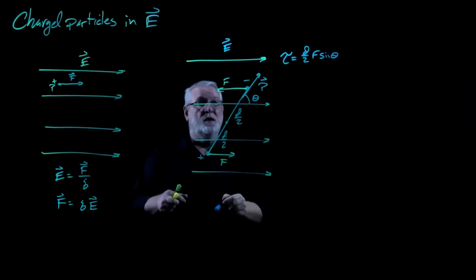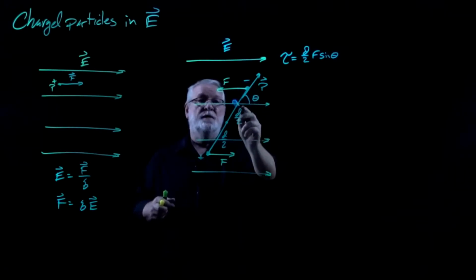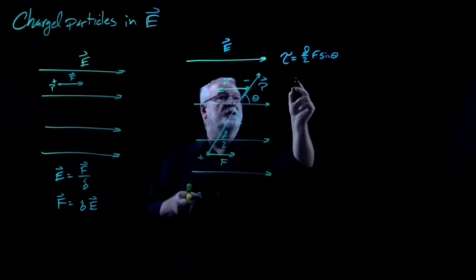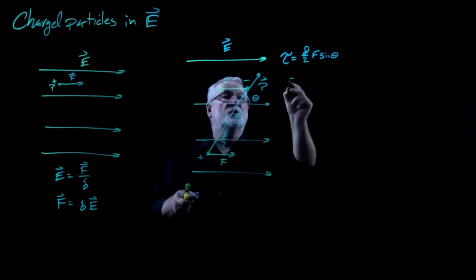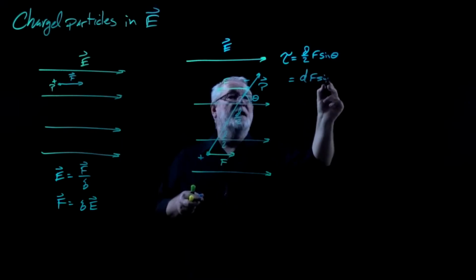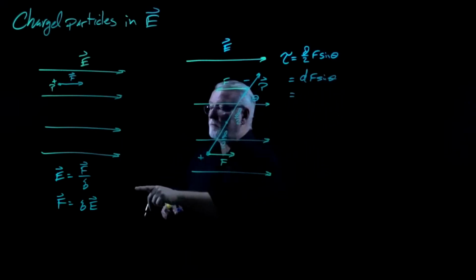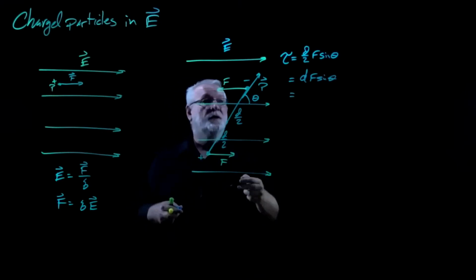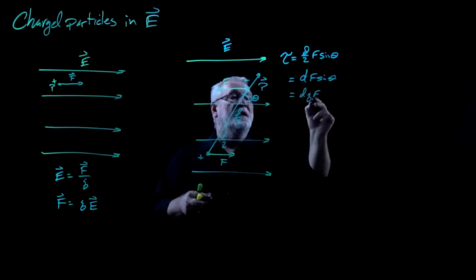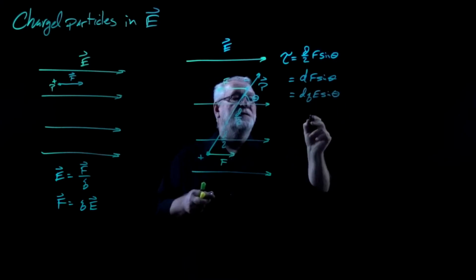Now let's break down all these pieces. That's really just the torque on the top particle. If I want the total torque, of course, there's two of them, so I can eliminate the d over 2. So it'll just be dF sine theta. And then I can go one more step and plug in that F is equal to QE. So it'll be dQE times the sine of theta.